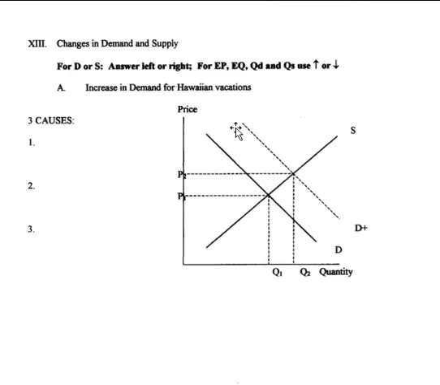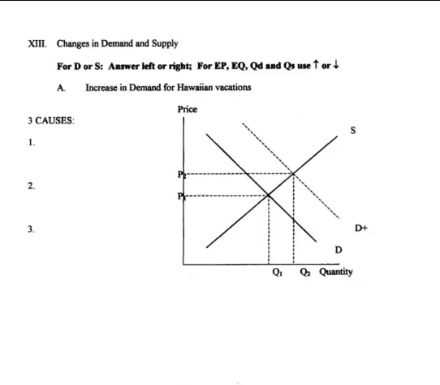Here's my whole new demand curve shifted to the right. That means there's been an increase in demand for Hawaiian vacations. Now the old demand curve, you kind of have to ignore that. It's pretty much gone. Now we've got the new demand curve and the original supply curve intersecting at this point. Go straight across, label that your second price, P2, and your second quantity straight down to the quantity axis.